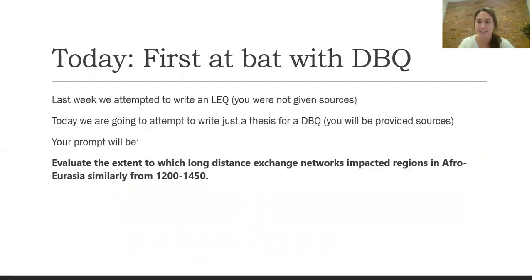So today, like I said, we will be shifting. Now we're going to be focusing on the DBQ, or the document-based question. Last week we attempted to write the LEQ and you were not given sources. Today we're going to attempt to write just a thesis for a DBQ and you will be provided those 7 sources. Just like on the AP exam, it will be 7 sources. I know that seems like a lot, but you will learn that that's actually more helpful because you have more evidence to use in your essays.